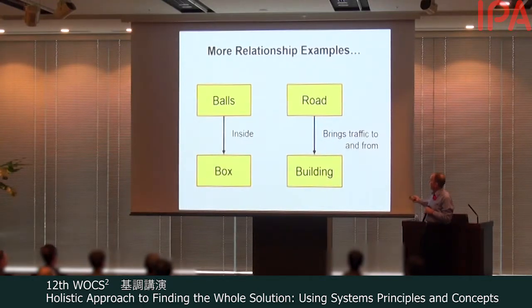Roads bring traffic to and from the building. Now we're getting a little bit more complex relationship. Well, how does it come to and from the building? Is it a circle? Is it a line? Is it a path through? There are many different ways that you can string a road to and from the building.